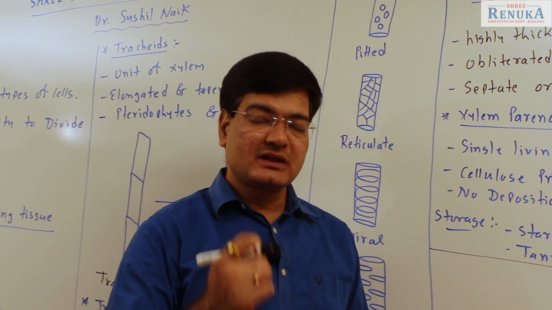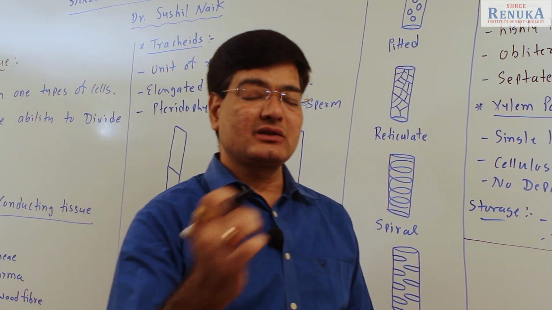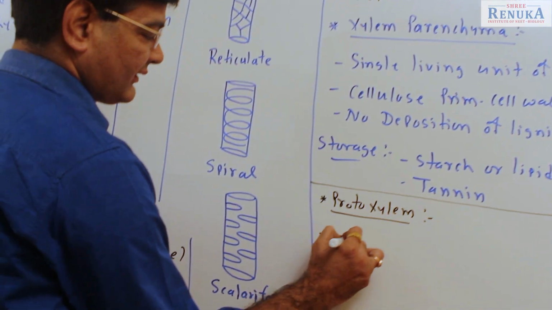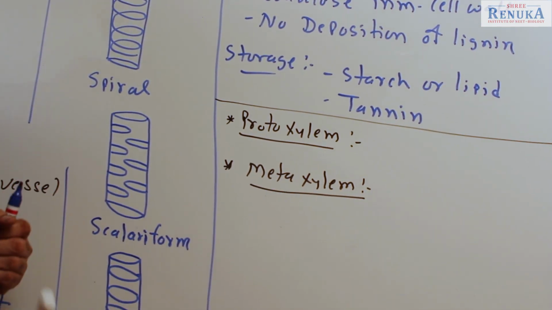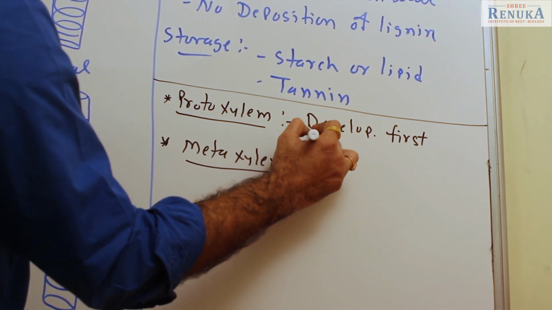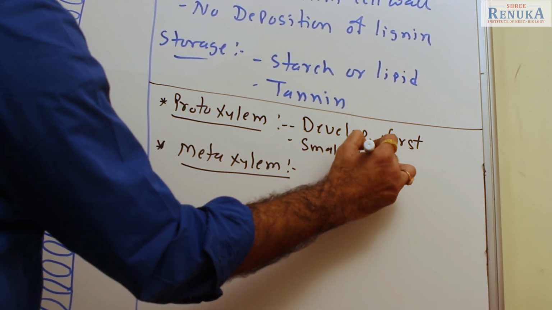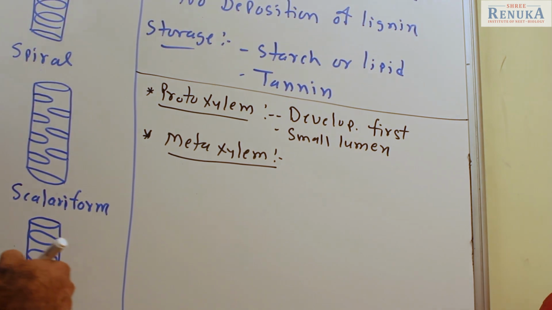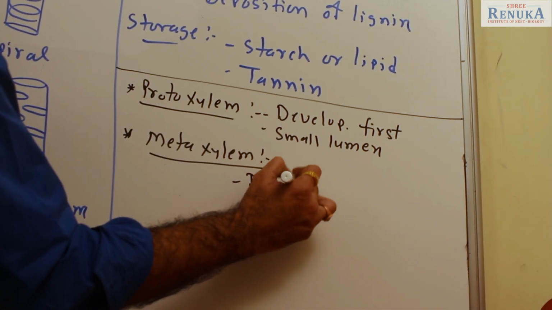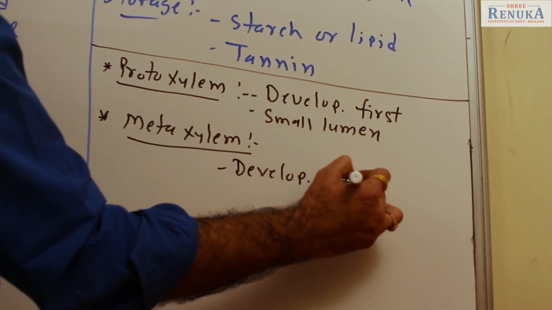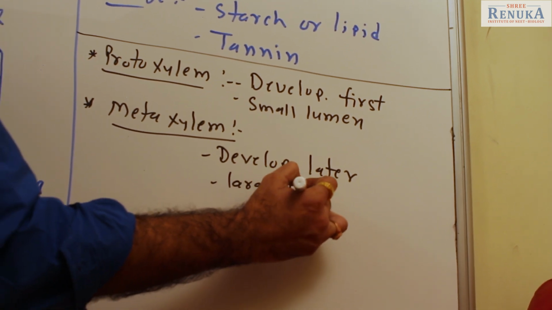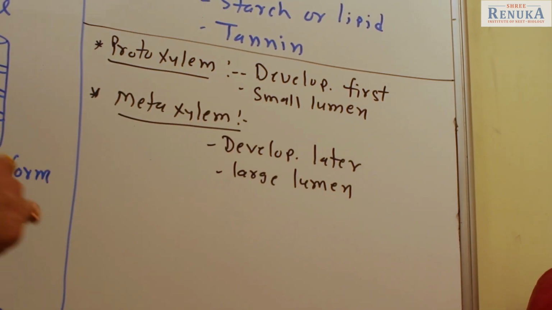On the basis of sequence of development, xylem is of two kinds: protoxylem and metaxylem. Protoxylem develops first and a very small lumen is found inside it. Metaxylem develops later, after the protoxylem, and has a large cavity or lumen inside it.